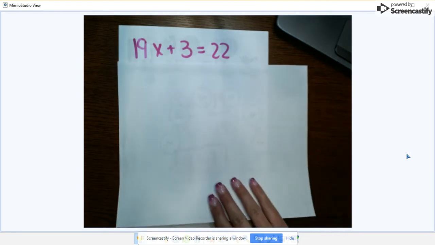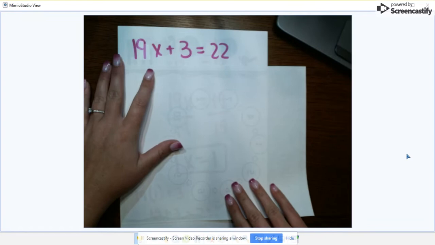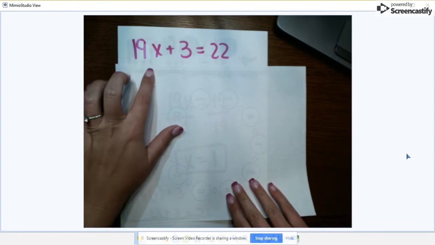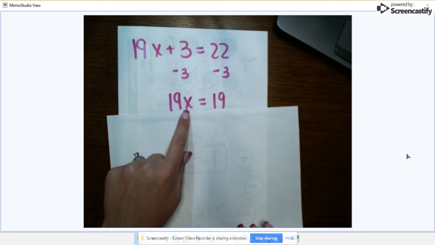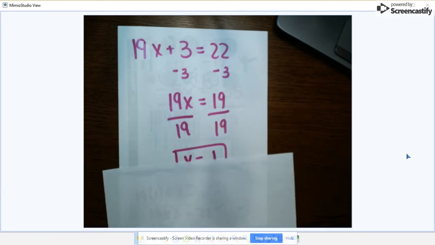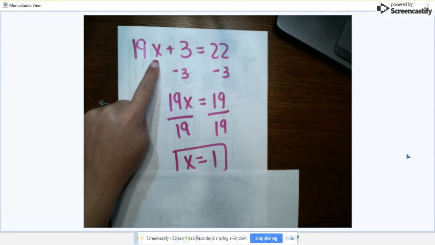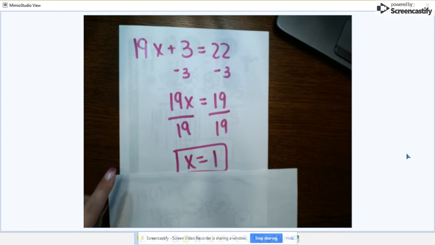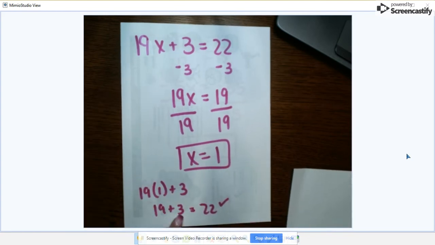Here's an example, 19x plus 3 equals 22. I follow order of operations backwards. So SADMEP, so addition and subtraction first, and then multiplication and division. So subtract 3 gives us 19x equals 19. Now I need to undo this 19 times x by dividing by 19, so I get x equals 1. And we always need to plug that solution back into our original equation to make sure it actually satisfies the equation. So when I plug 1 back in here, I get 19 times 1 plus 3, which is 19 plus 3, which is 22.